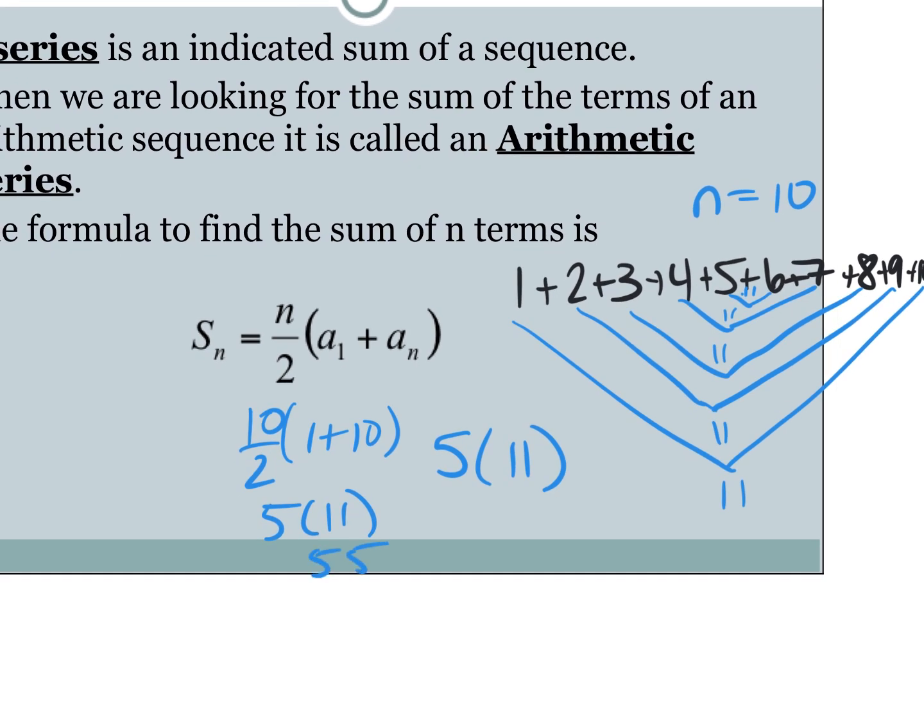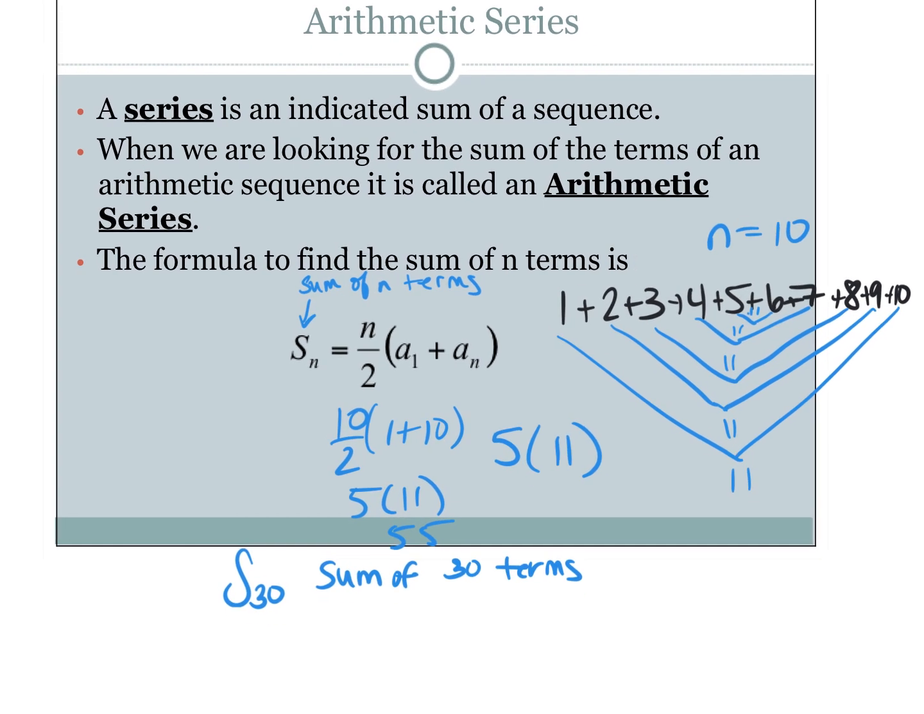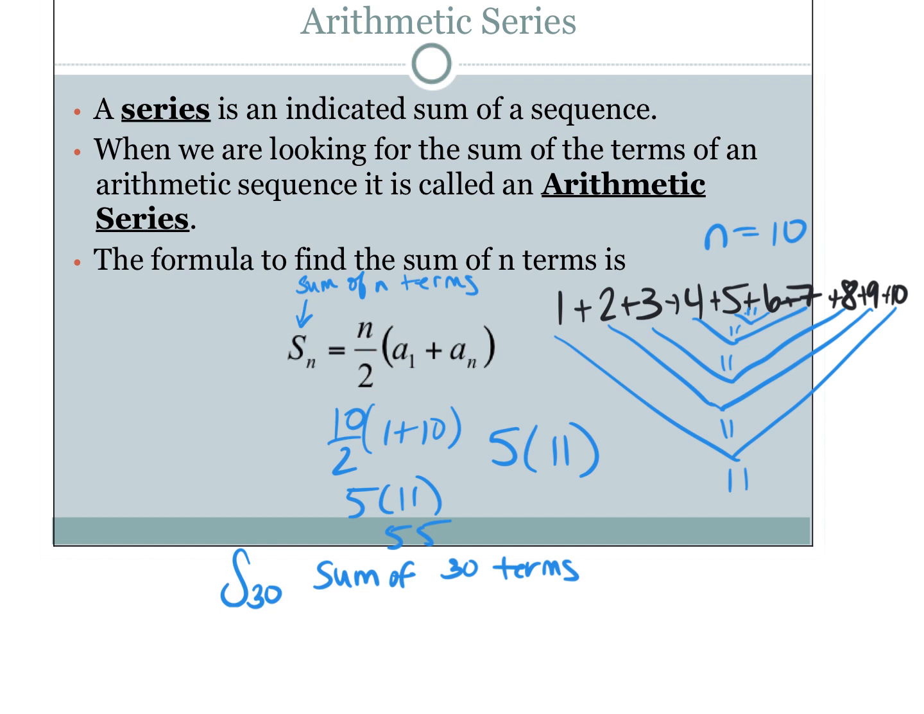So it's the number of terms divided by 2 times the first term plus the last term. And Sn means the sum of n terms. So when we say S30, that's asking for the sum of 30 terms. So a series is when we are adding them up. An arithmetic series is adding up the terms of an arithmetic sequence where we're adding the same number every time.